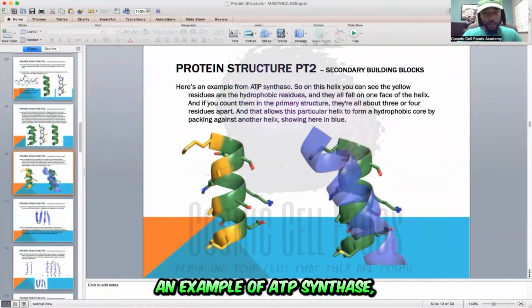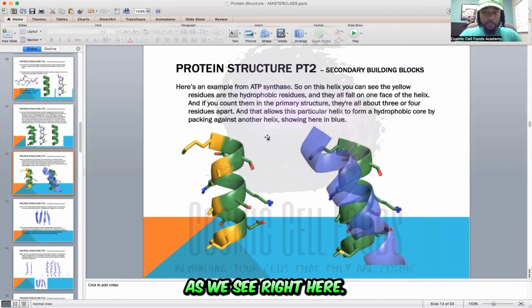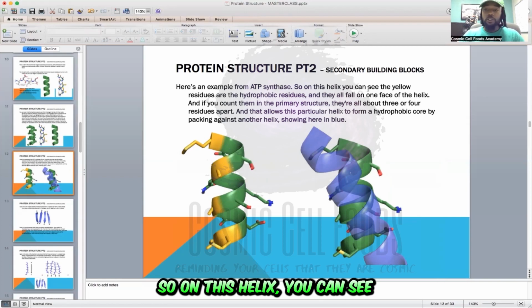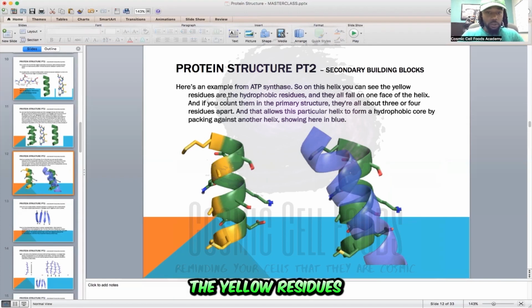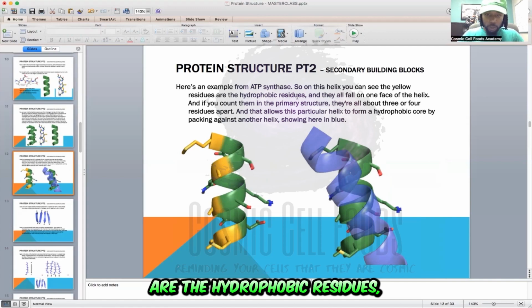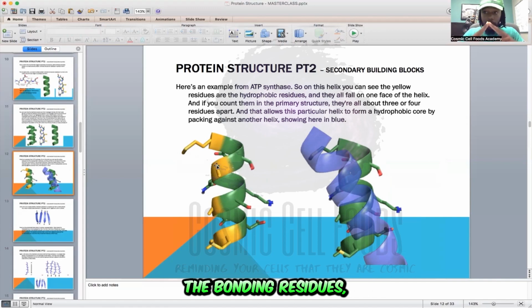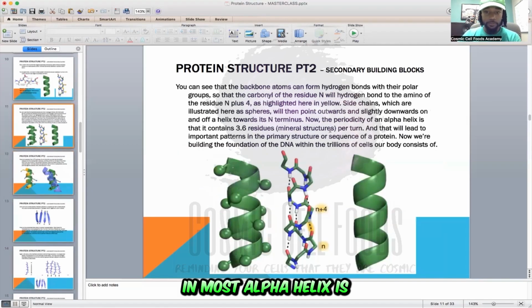Here's an example of ATP synthase, as we see right here. On this helix, you can see the yellow residues are the hydrophobic residues, and they all fall on one face of the helix. And if you count them in the primary structure, they're about 3 to 4 residues apart, as we just went over in the previous slide, because we said in most alpha helices, the periodicity of an alpha helix contains about 3.6 residues.